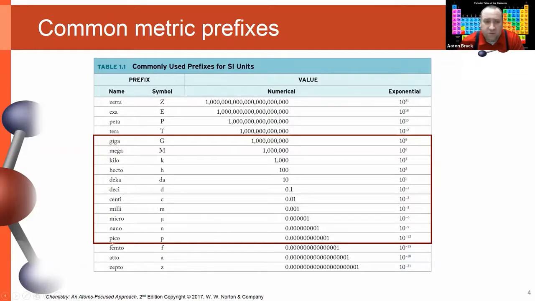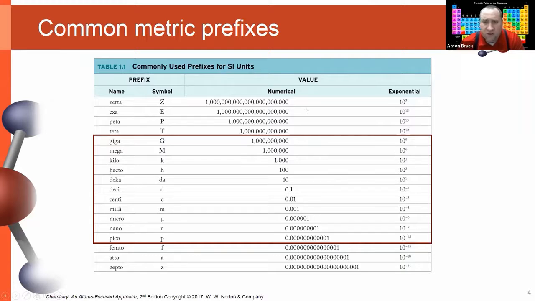You need to know what these prefixes mean. Now, some of these prefixes are a little bit less important than others. Very rare that you see deca or hecto or even deci for that matter. You don't see those three very often, but it's important to know what they mean.